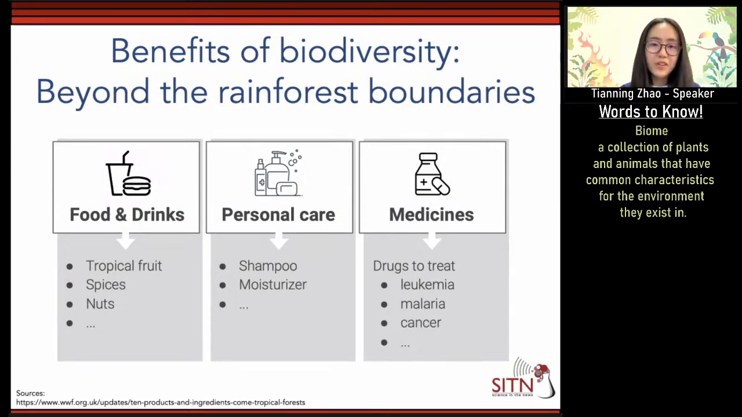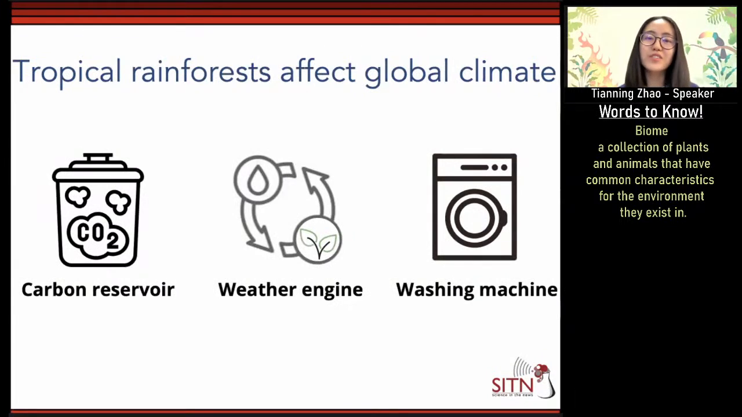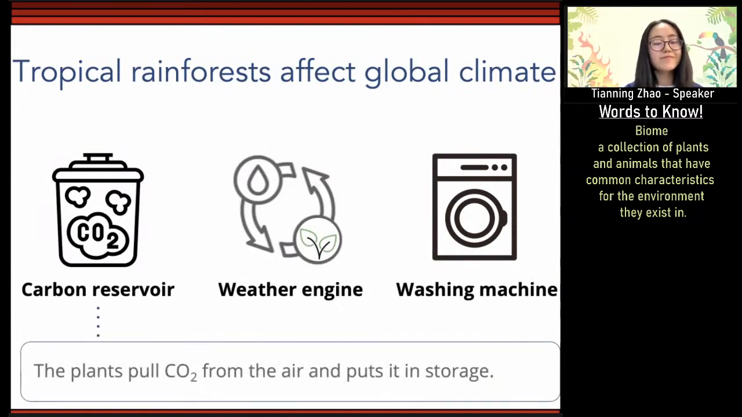And as an atmospheric scientist, we are interested in the tropical rainforest region for a specific reason, because they play an important role in regulating the global climate. So I summarized three major pathways through which the tropical rainforest interacts with the global climate: the carbon reservoir, serving as a weather engine, as well as a washing machine. So we will look at them one by one. For the first one, the carbon reservoir.